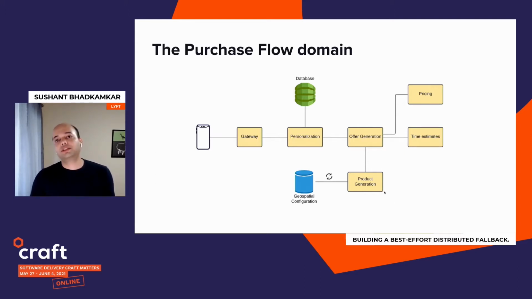So this is a static configuration, but then we apply additional filters and additional business rules on them in the product generation service, which is going to return that list of products to the offer generation service, which is then going to get price and time estimates for all of those options, build those offers, and then send them to the personalization layer, which is going to group similar kinds of options, rank them and personalize them for the user, and then send them back to the gateway.